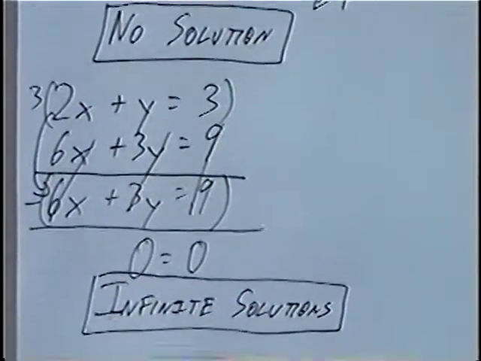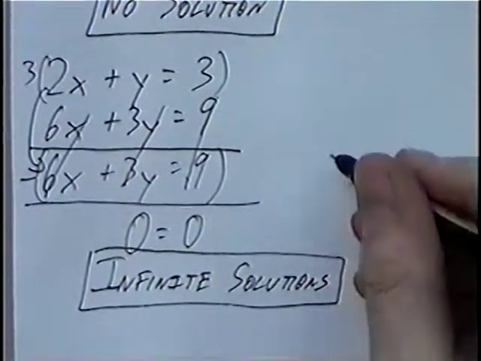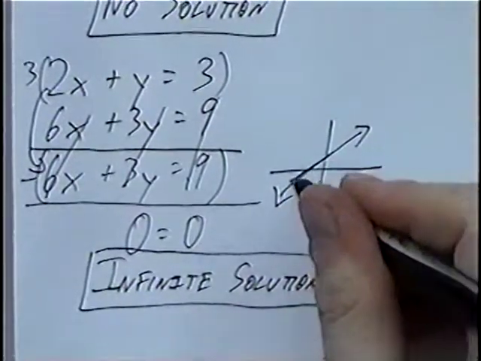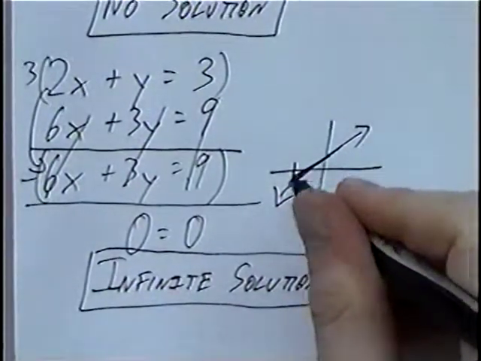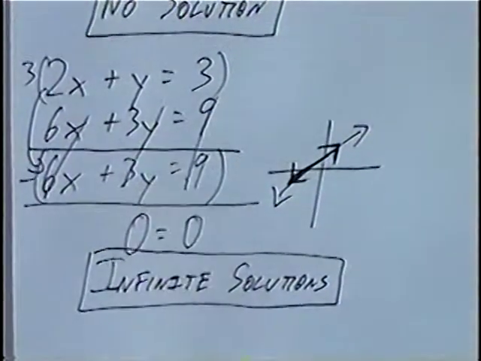Infinite solutions means there's many points or many solutions for these equations. In terms of a graph, this would be a line on top of that same line. If you take any point on the line, it also works for the other line.